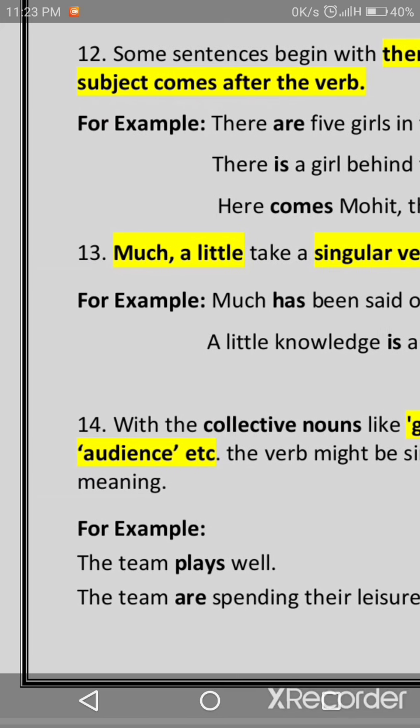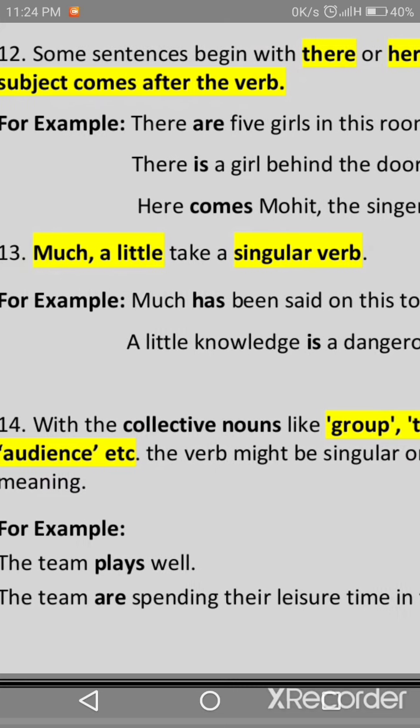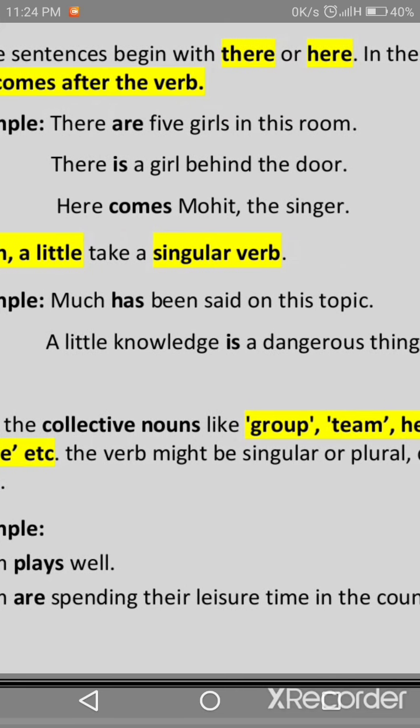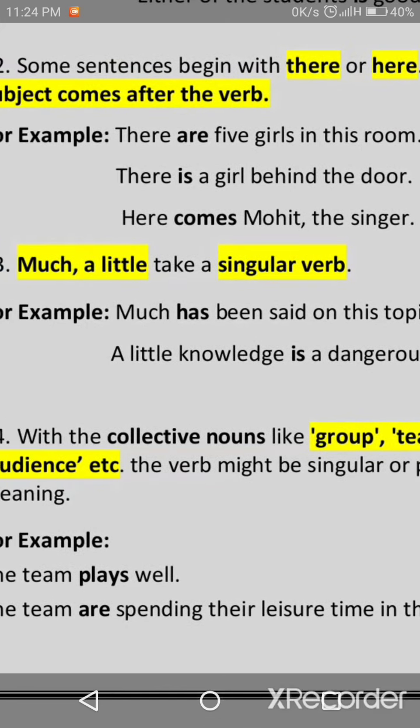Now rule number 13 is that when words like much or a little are used, then they take a singular verb. For example, much has been said on this topic. A little knowledge is a dangerous thing. So after words like much and a little, a singular verb is used.